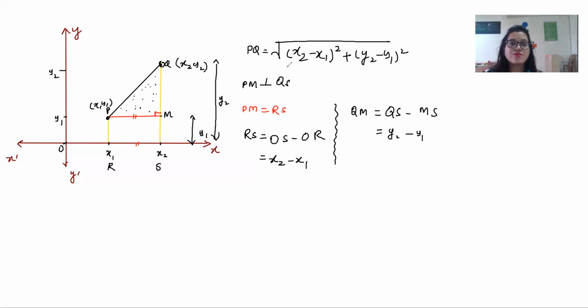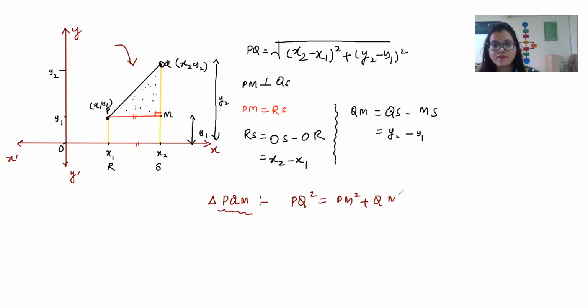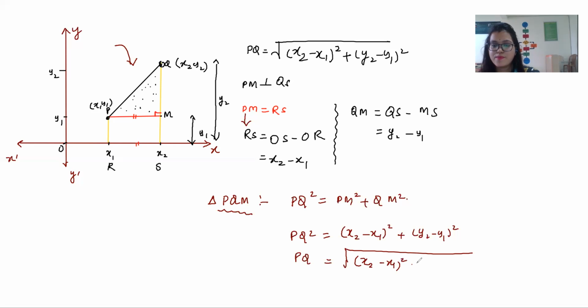Now look into your figure. Here you see, in triangle PQM, use Pythagoras theorem. So PQ square is equal to, which is your hypotenuse, PM square plus QM square. And we know that PM is equal to RS. So I can write it as x2 minus x1 whole square plus y2 minus y1 whole square, and this is your PQ square. So the value of PQ will be equal to under root of x2 minus x1 whole square plus y2 minus y1 whole square.